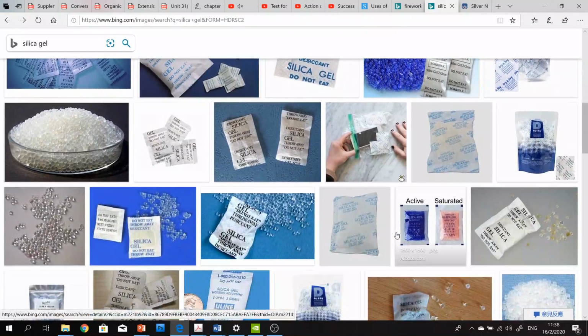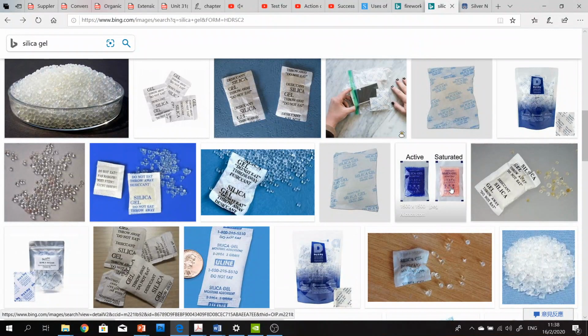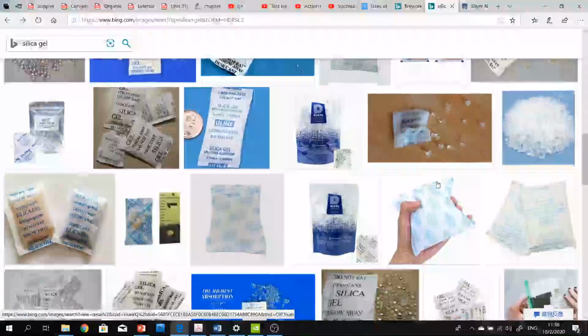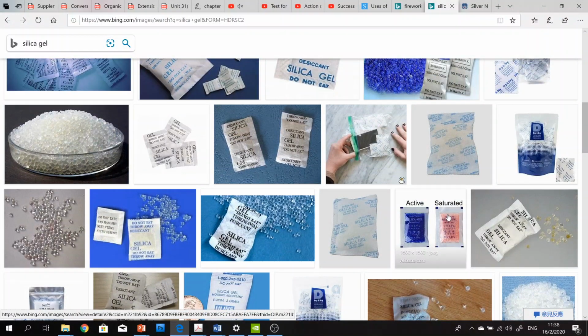But once you have used it, you may find it has turned pink, which means that this silica gel will no longer absorb water vapor. So how will you treat this? Well, maybe some of you will just throw them away, but to me, I would like to keep it and put them into the oven.